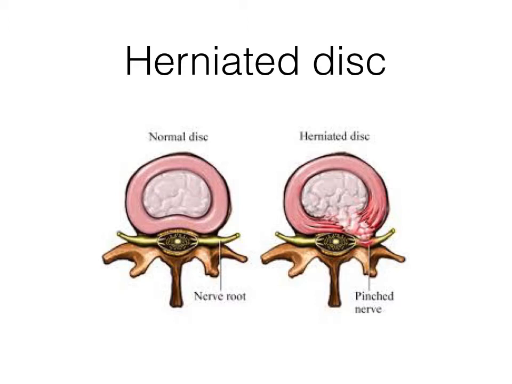So here's a picture of it, and you can see that pink ring on the outside, which is called the disc annulus. And then there's jelly on the inside that we're going to call the nucleus pulposus, and this gives you a lot of cushioning. It acts as a shock absorber.